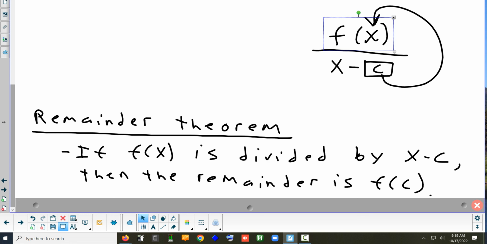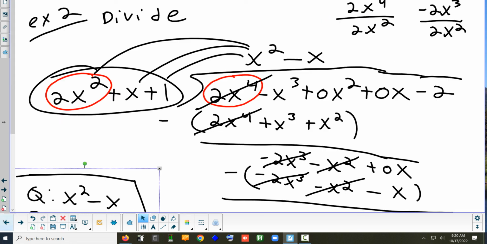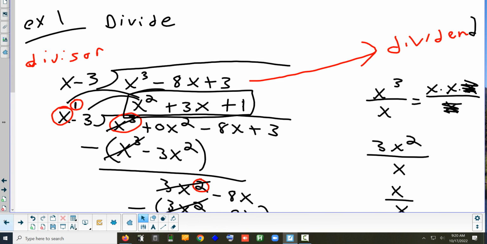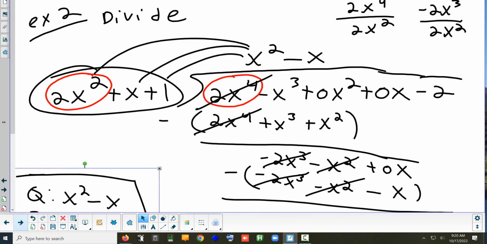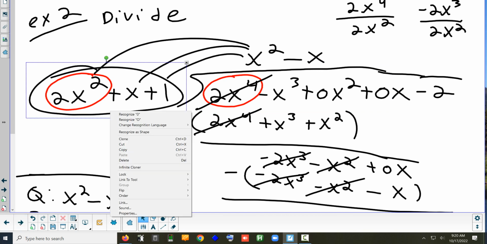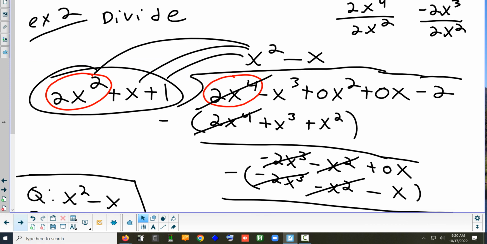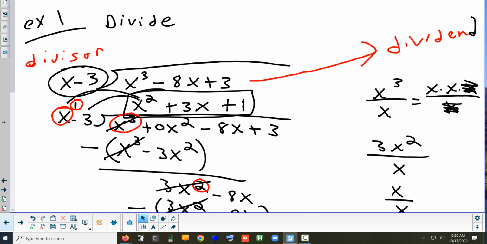Yeah? X minus c, what does that represent within the problem? That represents what you're dividing by. Okay. So in this case, we divided by x minus 3. So this is a problem that theorem would apply to. In this one, we divided by 2x squared plus x plus 1. That is not x minus c. So the only way to get the remainder on this problem is to do the whole thing out. There is no shortcut. But this one is. So we had x cubed minus 8x plus 3. And we divided by x minus 3. And the top is your f of x, and the bottom is your x minus c.